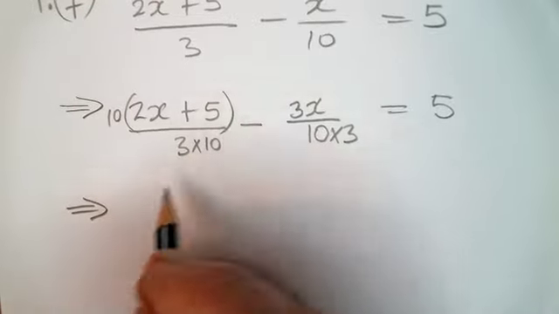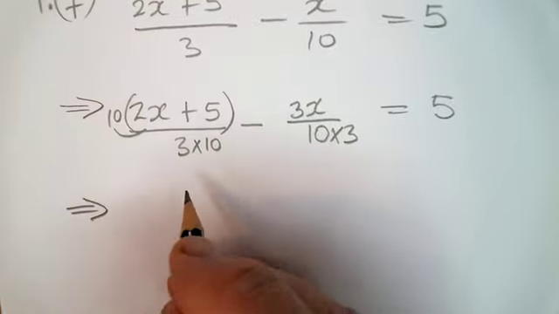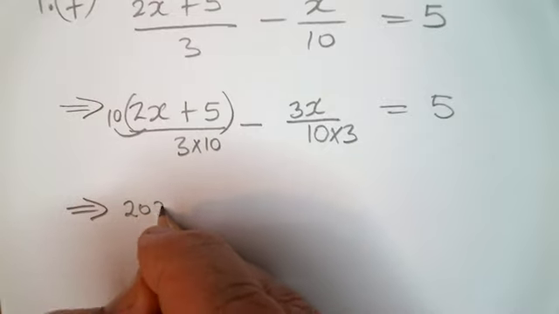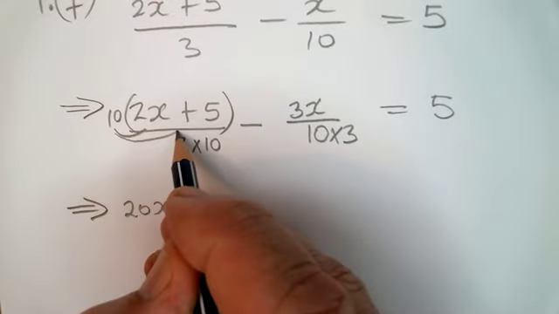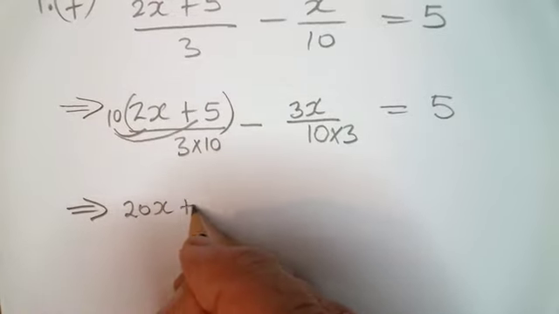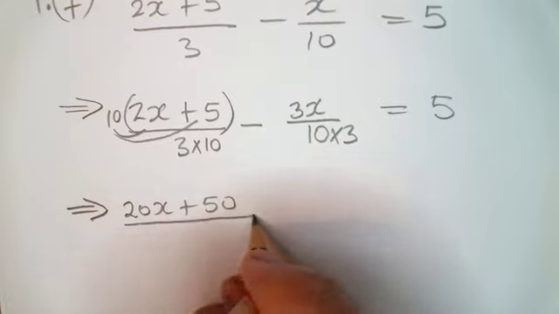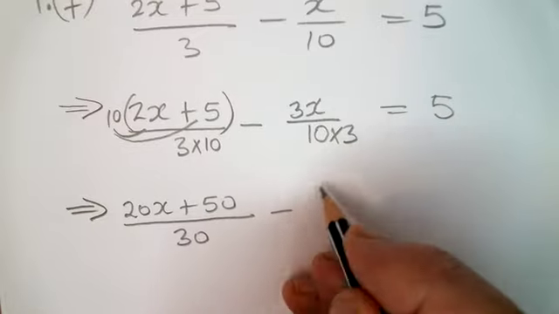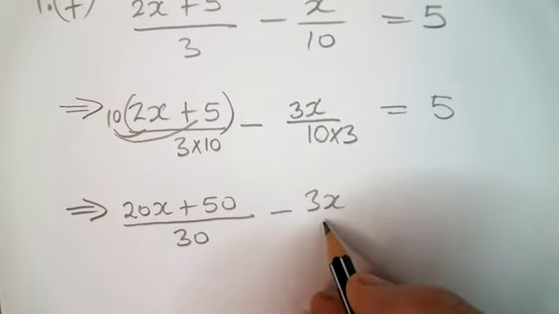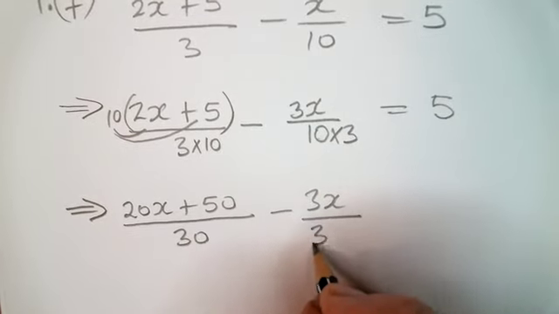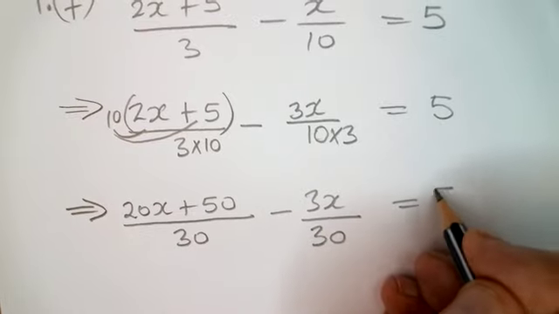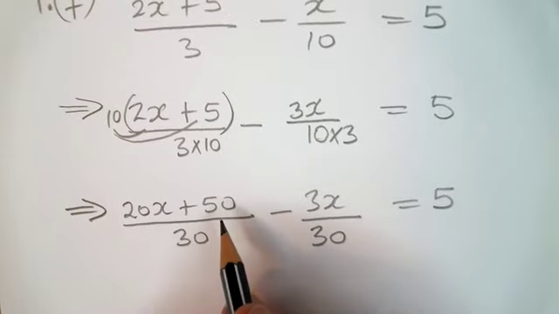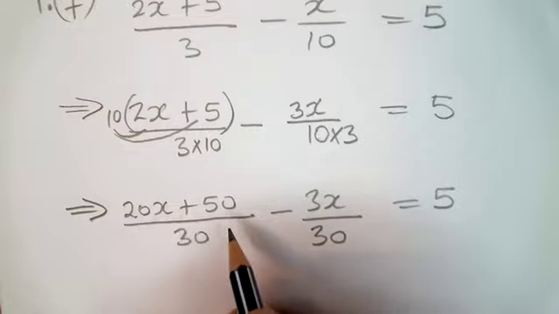I'm going to expand this all out. 10 times 2x, well, that's going to be 20x. 10 times 5 is going to be plus 50. And again, all over 3 times 10 is 30. Minus, I've got a 3x here, and over 3 times 10 is 30. And that equals 5. Now, because the denominators are the same, we can just add them together.